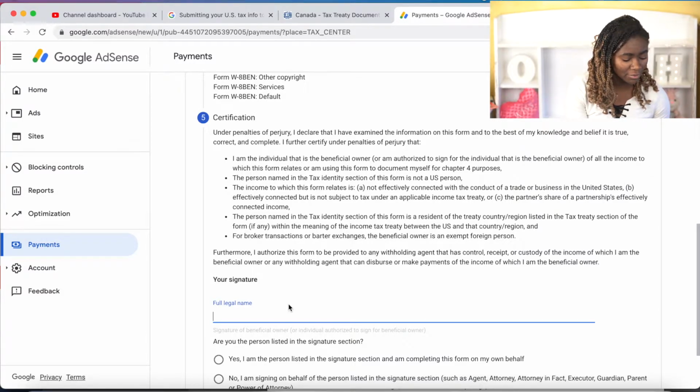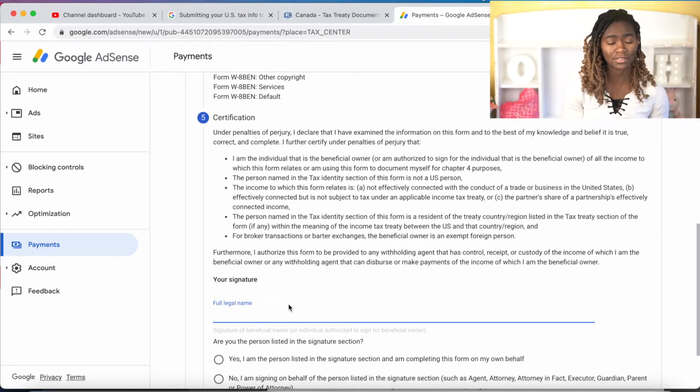The person named in the treaty identity section of this form is a resident of the treaty country/region listed in the tax treaty section of the form, if any, within the meaning of the income tax treaty between the U.S. and that country/region, and for broker transactions or barter exchanges, the beneficial owner is an exempt foreign person. Furthermore, I authorize this form to be provided to any withholding agent that has control, receipt, or custody of the income of which I am the beneficial owner, or any withholding agent that can disburse or make payments of the income of which I am the beneficial owner.